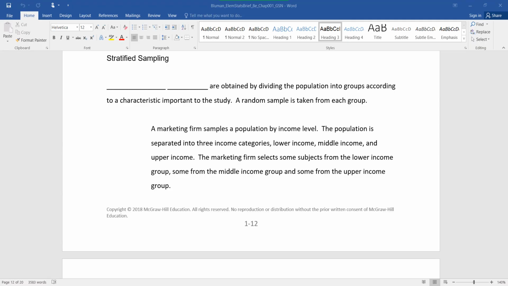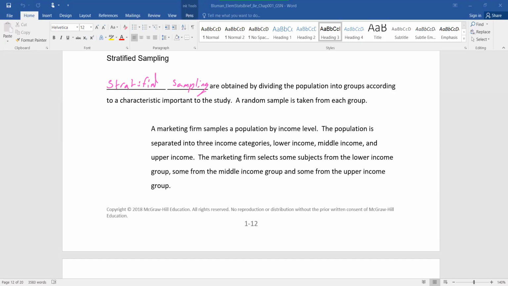All right, so we left off with stratified sampling. So again, that's what these blanks are. It gives you the title and then makes you write it again. But stratified sampling is basically obtained by dividing the population into groups according to a characteristic important to the study, and then a random sample is taken from each group.